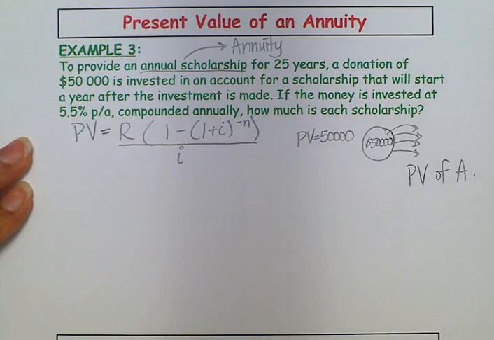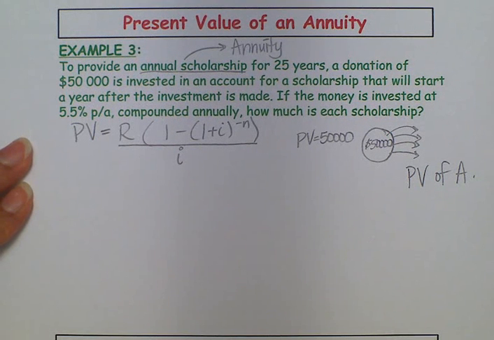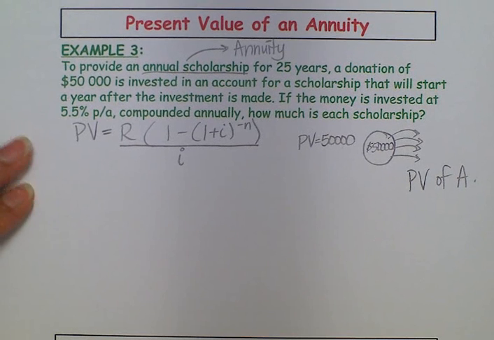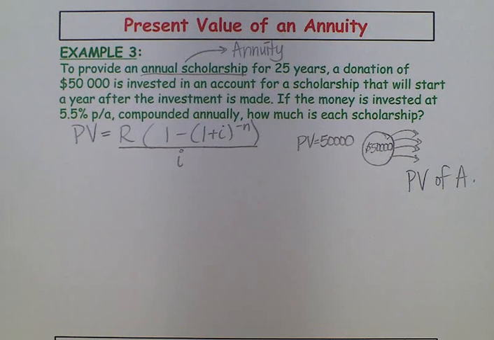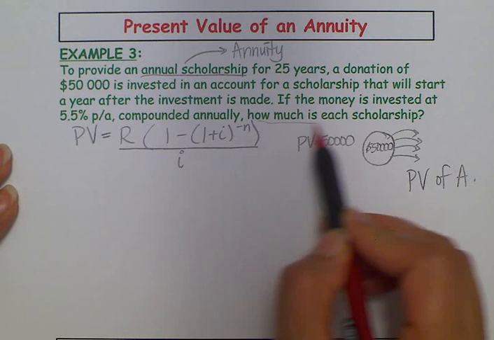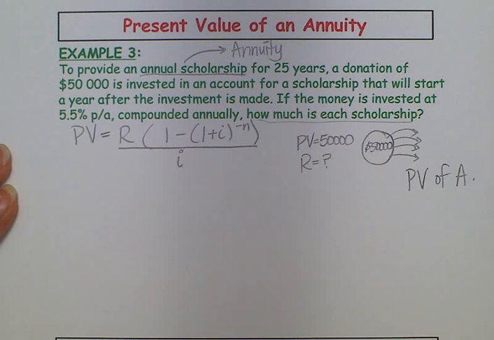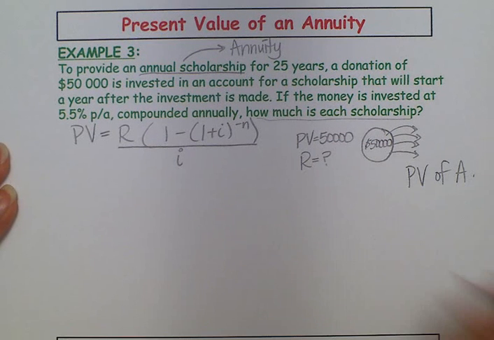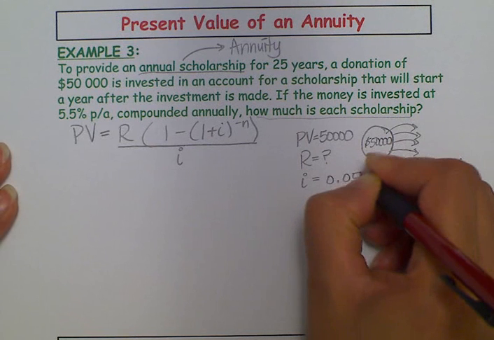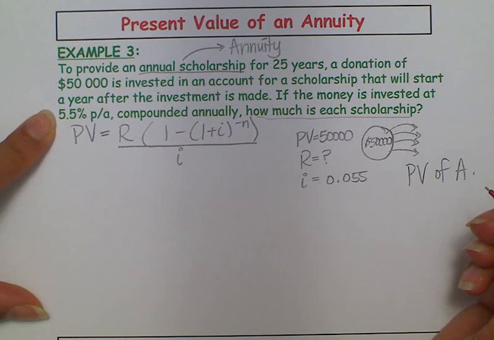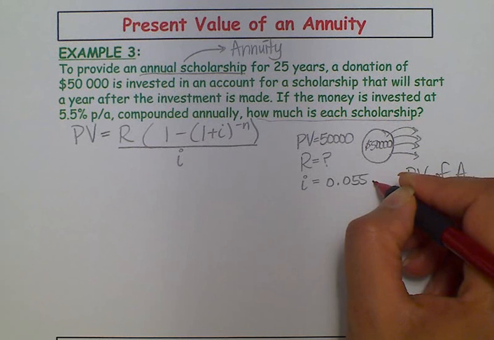R, which is the regular payments or the regular withdrawals, is actually what we don't know, because that's the value that would represent the annual scholarship. And that's essentially what we're looking for. It says how much is each scholarship. We're looking for the value of R. The interest rate is 0.055, so 5.5% per annum compounded annually. That means the interest rate is not changing, since it's only being given once a year.